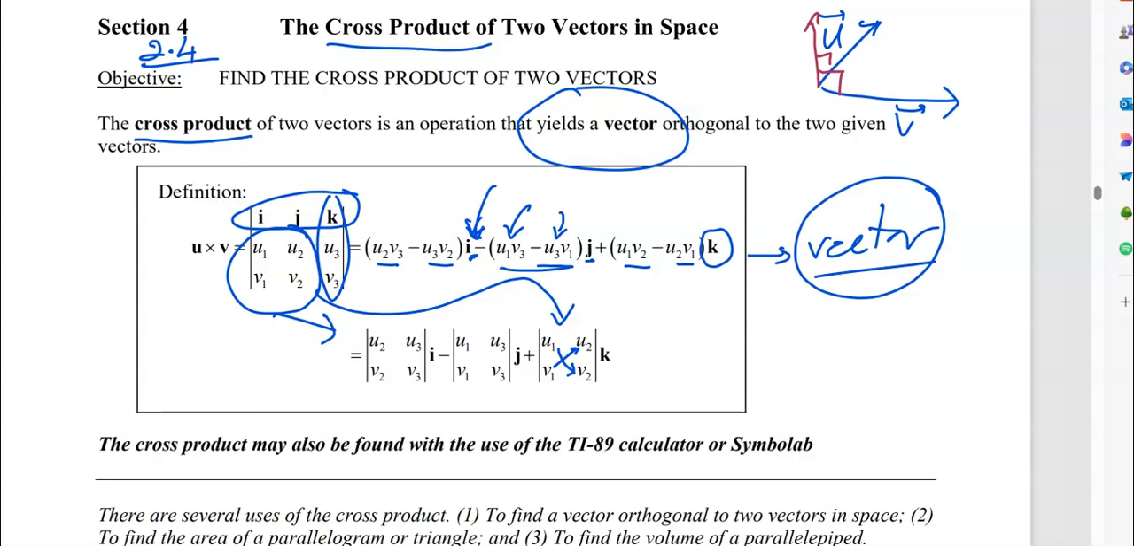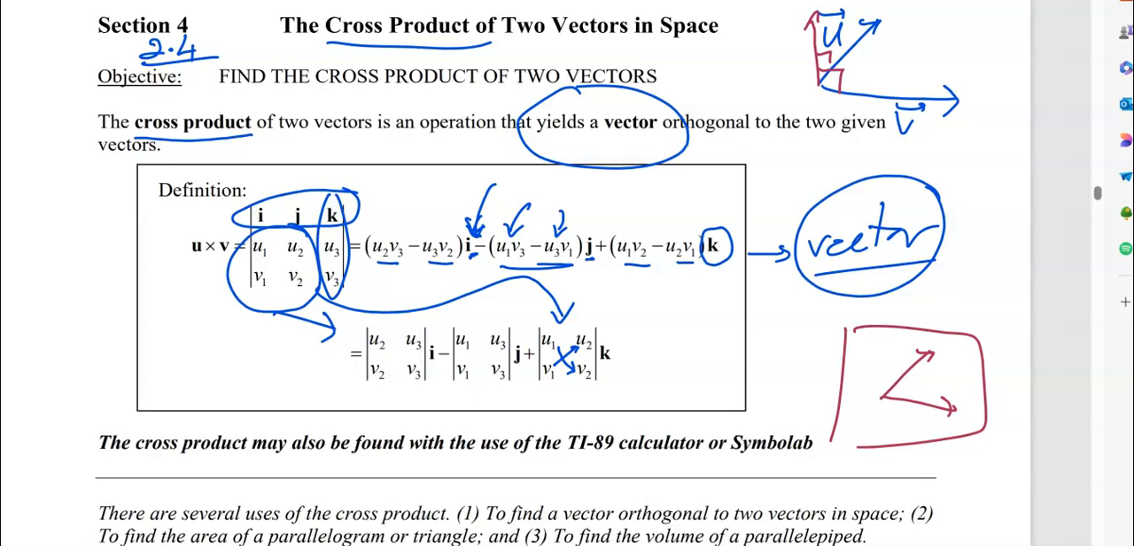Remember, this is in 3D. So think of this as a paper, and you have two vectors like that. The cross product vector is coming out from the paper or going down from the paper, and it follows the right hand rule too. Just look at that, and if you have any questions, let me know. I'm going to give you the example now.